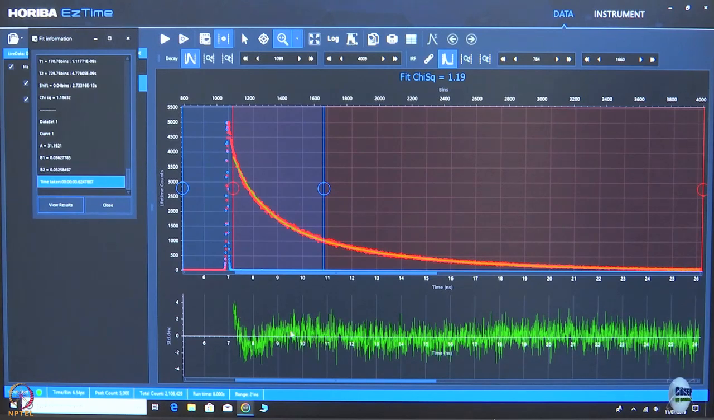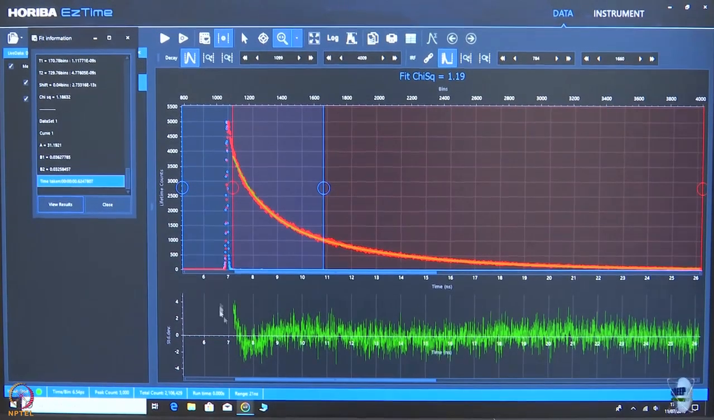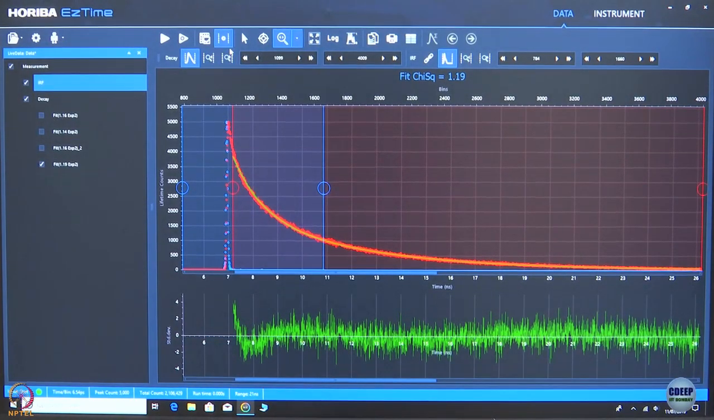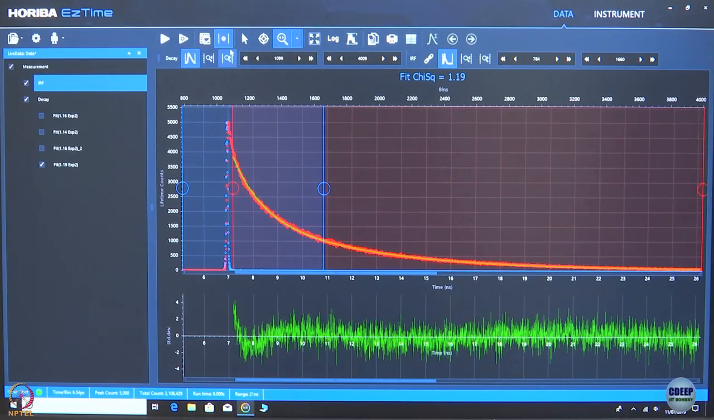If you see, still the initial part is not fit very nicely, which means that perhaps my fitting model is not right. Two exponentials may not be the right function to use. Let me see what happens if I use three exponentials instead, keeping the same range.